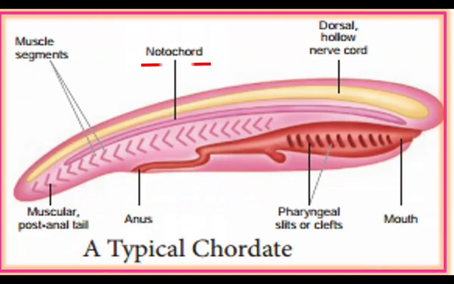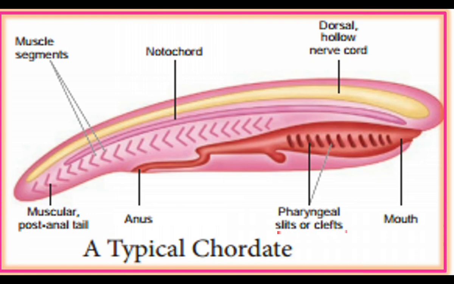Notochord is a supportive rod found above the digestive system. In lower chordates it is permanent. In higher chordate animals, the notochord gets changed into a bony backbone called as vertebral column. The first part of the nerve cord develops into brain, remaining part develops into spinal cord.